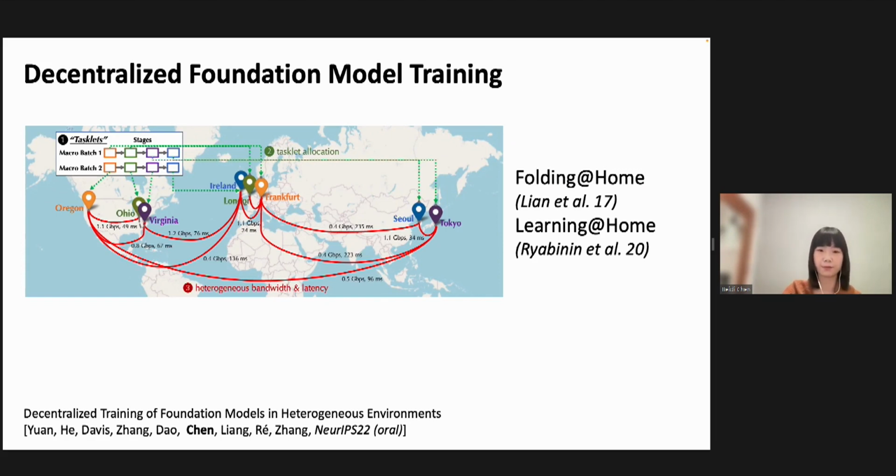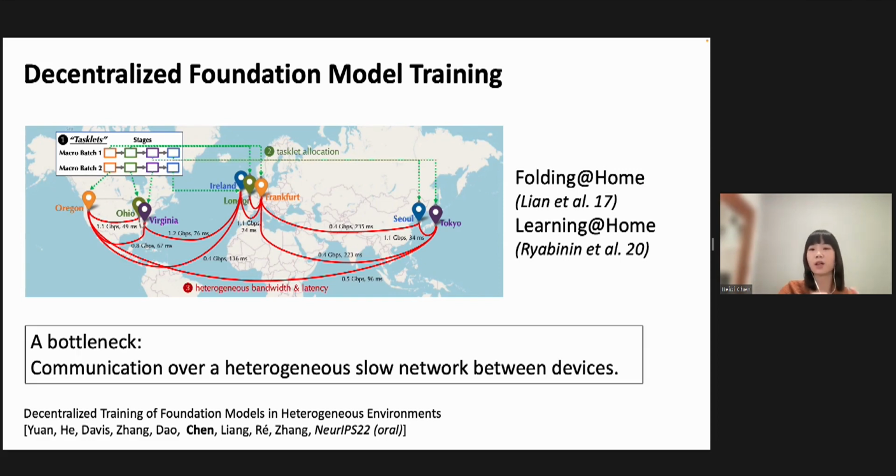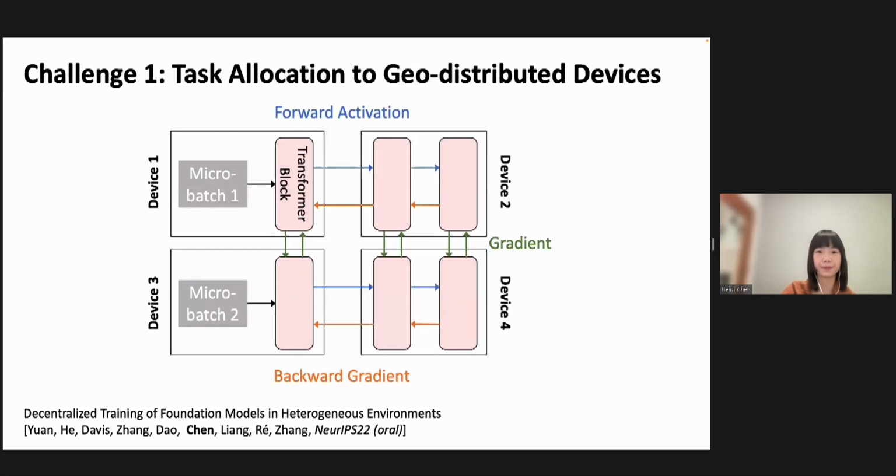Of course, this vision inspired many efforts in decentralized training, but one of the main bottlenecks is the communication over this heterogeneous slow network. First, this foundation model is giant, so we need to go beyond vanilla data parallelism. And second, the network connections between the GPUs are slow and heterogeneous. So we also need to carefully schedule the communication among the GPU devices for different parallel training communication paradigms.